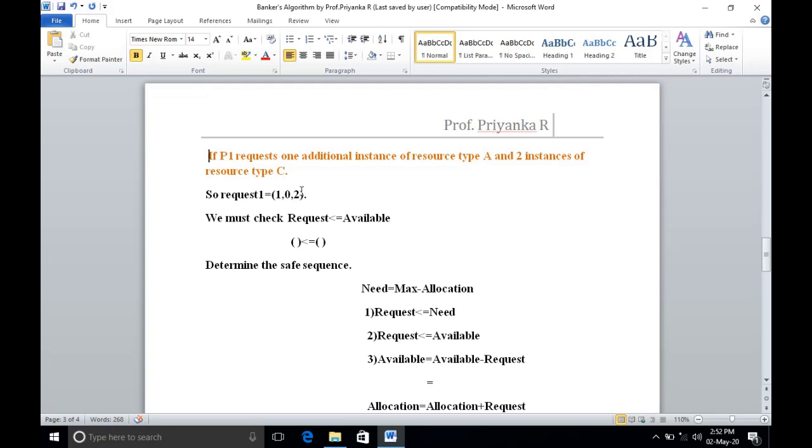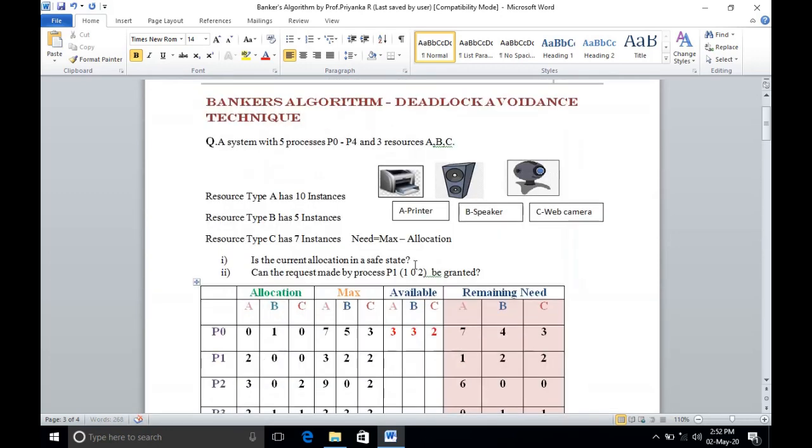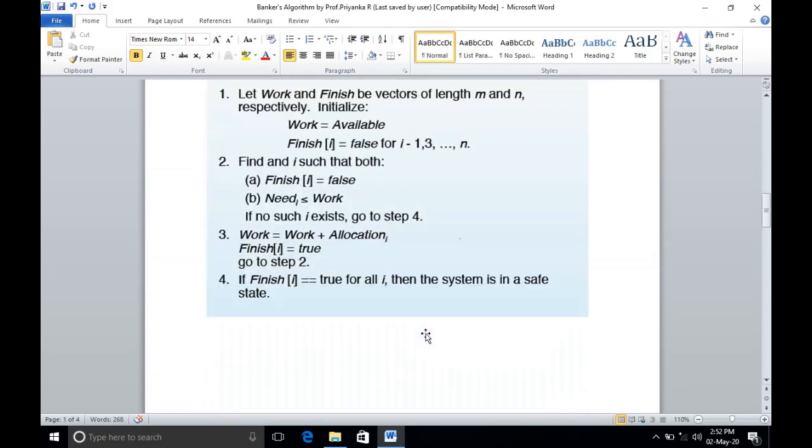If granted, can you derive the safe sequence or not? The first thing is we have to check whether the request is lesser than or equal to available. So what is our request? It is 1, 0 and 2. So what is the available? It is 3, 3, 2.